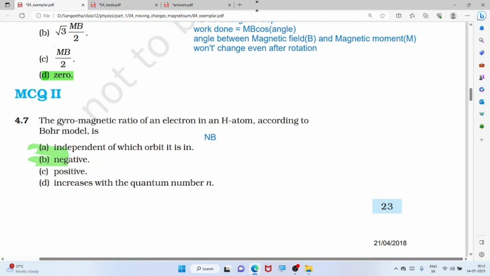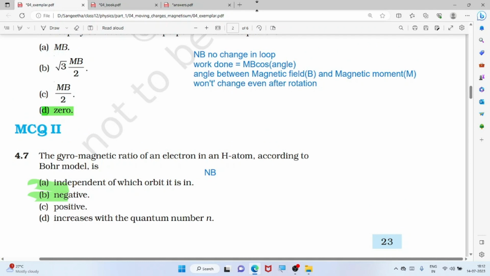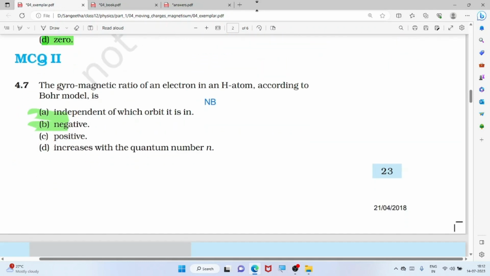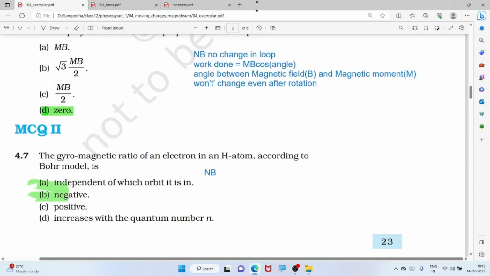Because here it is cos theta, it won't change. The angle between this m and B won't change even after the rotation.